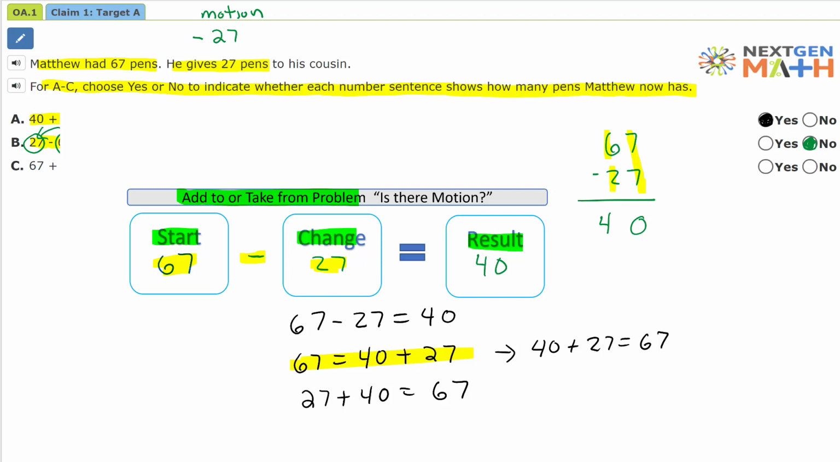And then for C, C reads 67 plus 40 equals 27. Well, that's going to be a very big number. 67 plus 40, if I were to add that, that would be 107. So this is also a no. So A is our only correct answer.